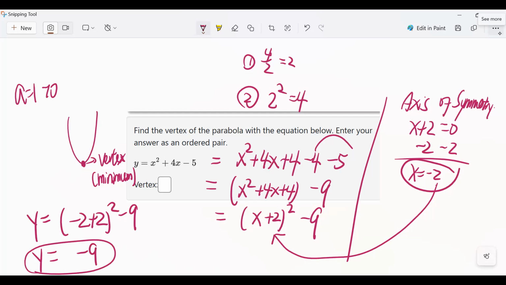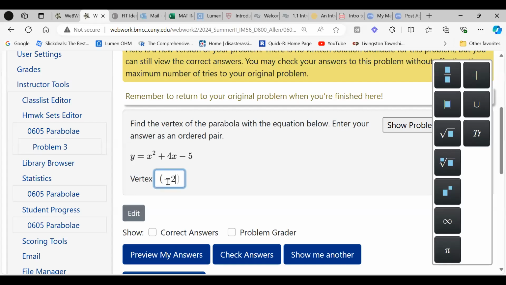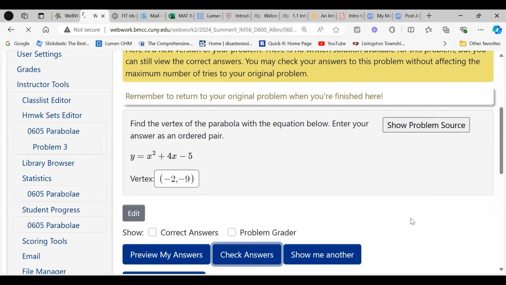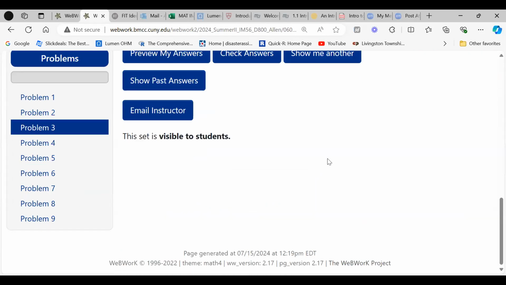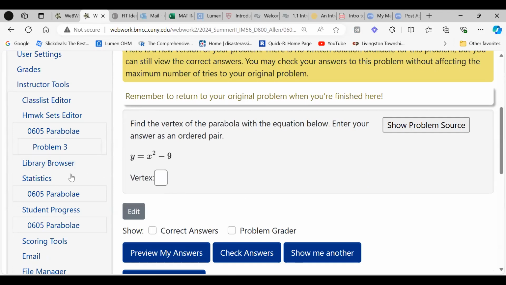So the vertex will be x and y. So it's negative 2 and negative 9. And that's the lowest point for this problem. So the answer here is negative 2, negative 9, putting the x coordinate first and then the y coordinate. Okay, and yeah, you try another one.